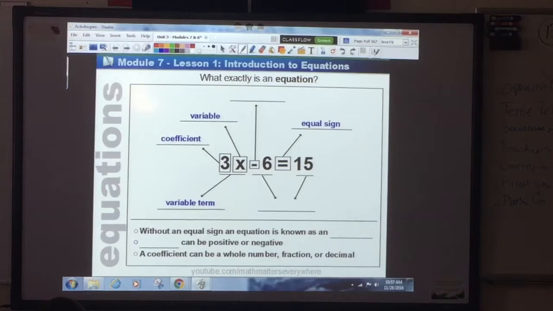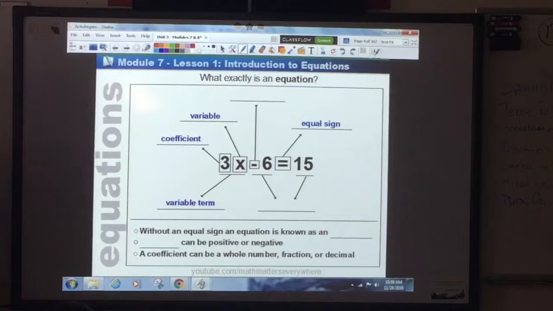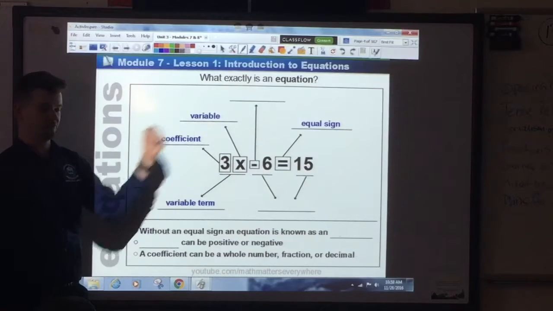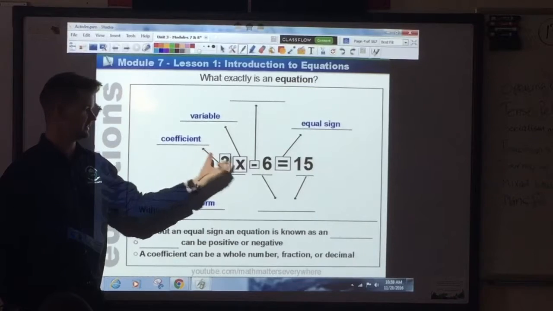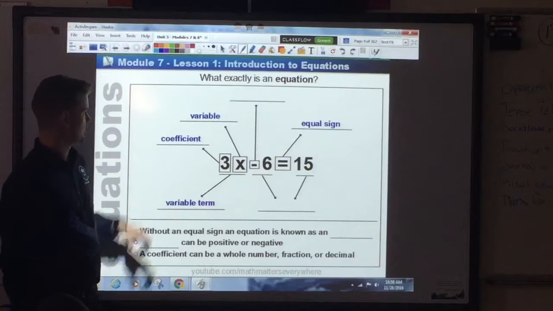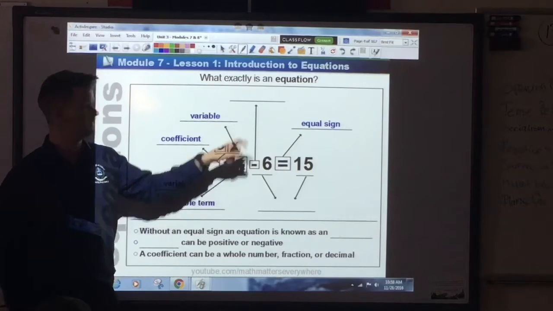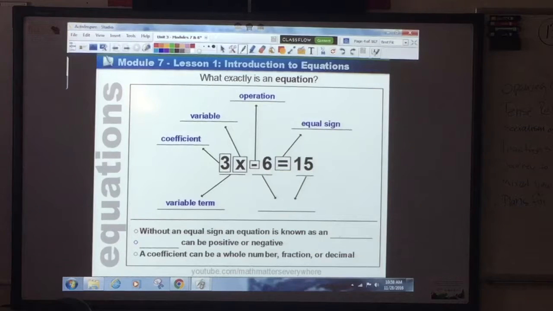It's very, very important that you know what the variable term is, because when we solve equations, your goal is to get the variable alone by itself on one side of the equal sign. But before you do that, in any equation besides a one-step equation, you must first isolate the variable term, which means get this thing alone by itself, and then get rid of the coefficient. Okay, so we have variable, coefficient, variable term. This is subtraction, it could also be addition. It's known as an operation. Lots of different operations: subtraction, addition, multiplication, division.